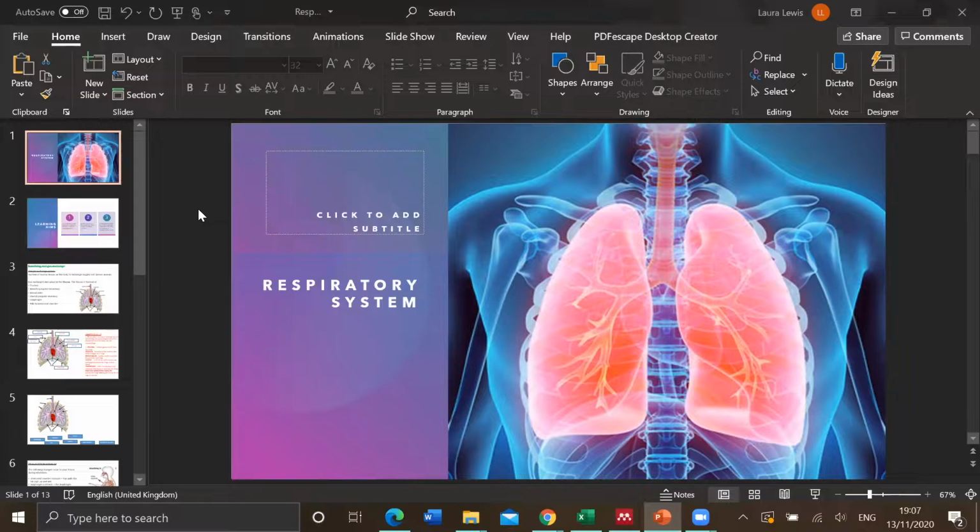So let's just put it full size on the screen. Make sure I'm screen sharing.